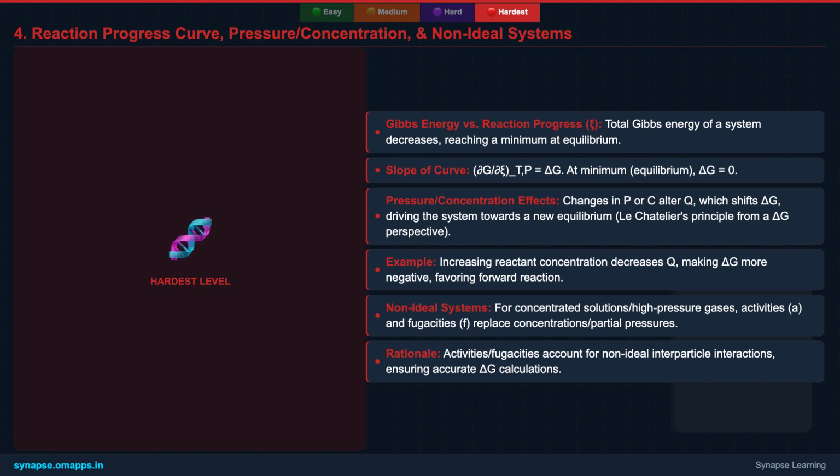making the process non-spontaneous. The slope of this curve at any point represents ΔG, which is zero at the minimum. This visual representation profoundly explains why reactions spontaneously proceed towards equilibrium and then cease, offering a powerful conceptual tool for chemists and engineers alike.